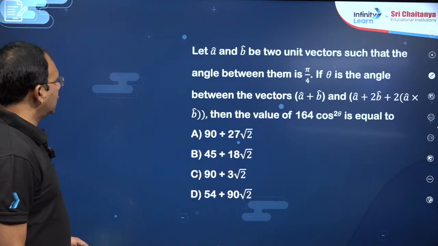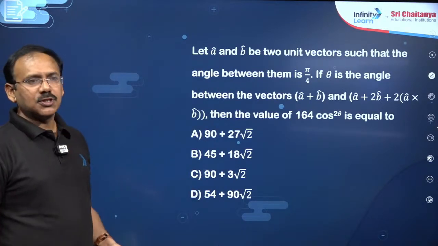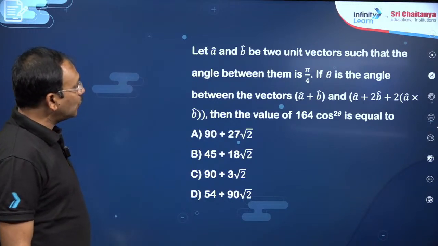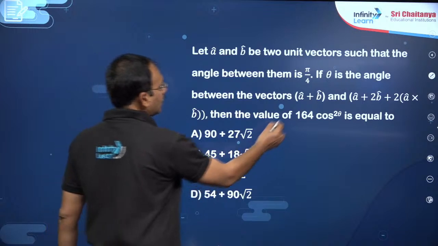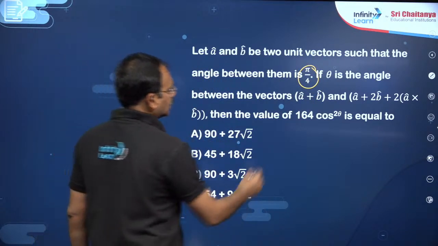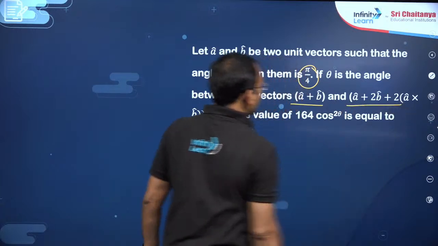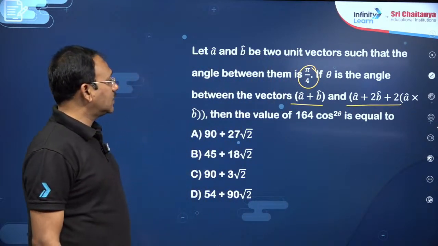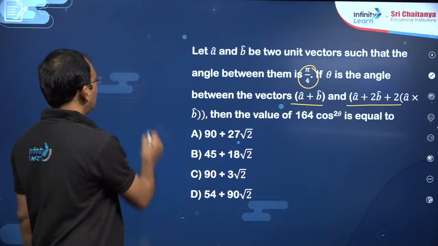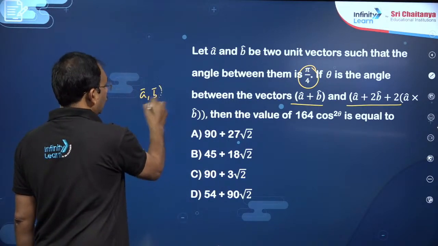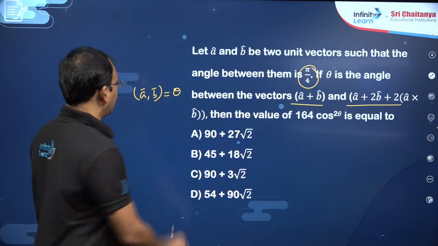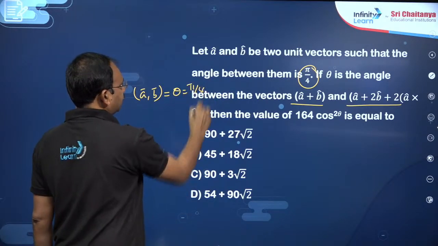Okay. Next, dear students, in the same way, in this question you see cross product related. So, A bar, A cap, B cap be two unit vectors such that the angle between them is pi by 4. Okay. So, theta is the angle between the vectors, this and this one, then the value of 164 cos 2 theta. Okay, he has given the angle between A bar and B bar. Of course, both are unit vectors, it is given as theta, right. So, of course, pi by 4, theta is nothing but pi by 4.